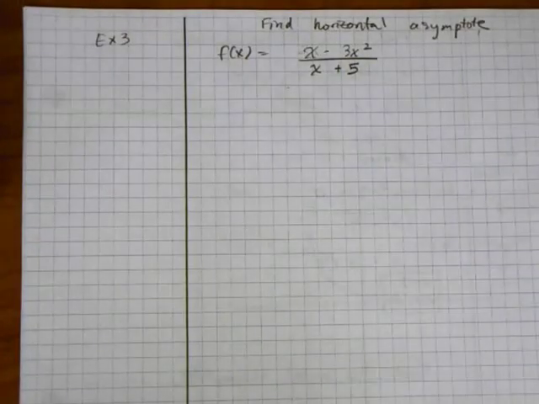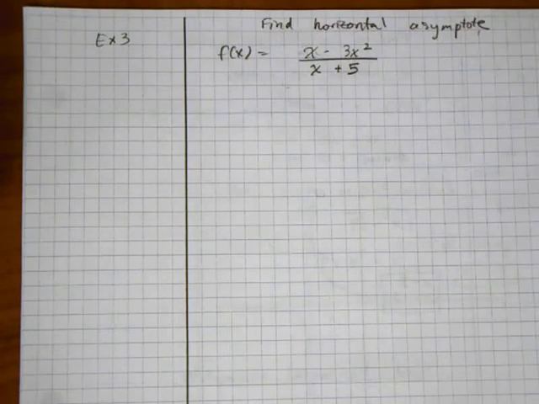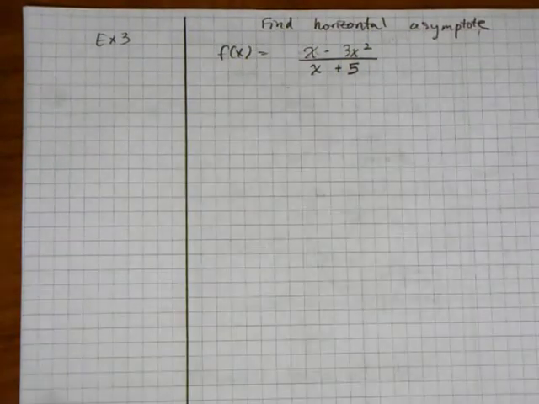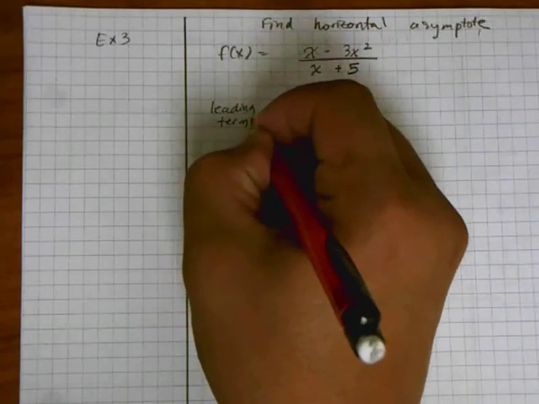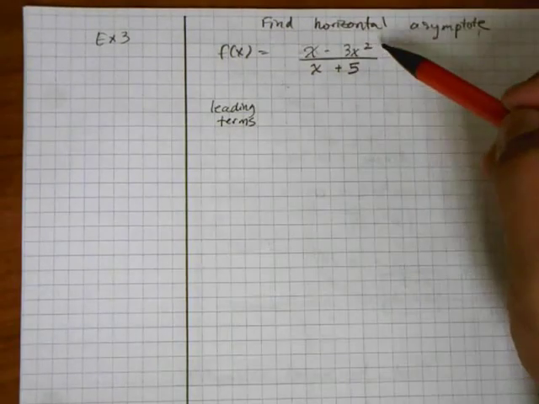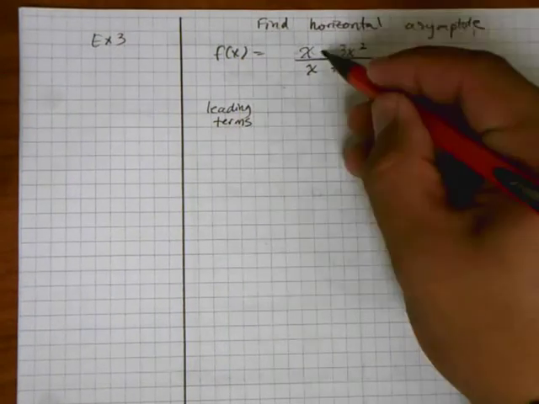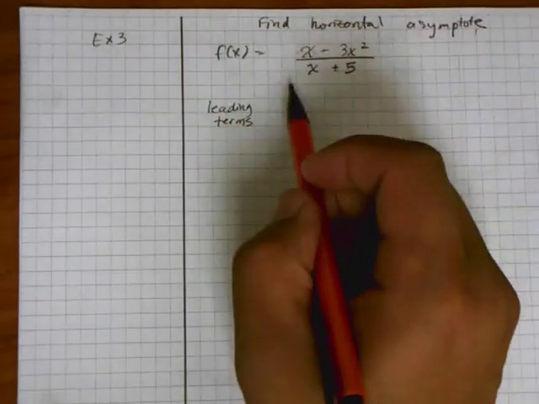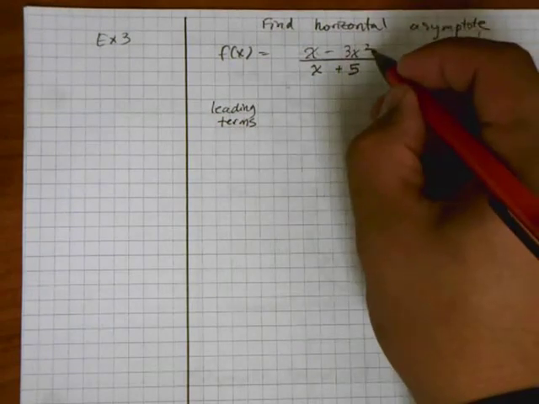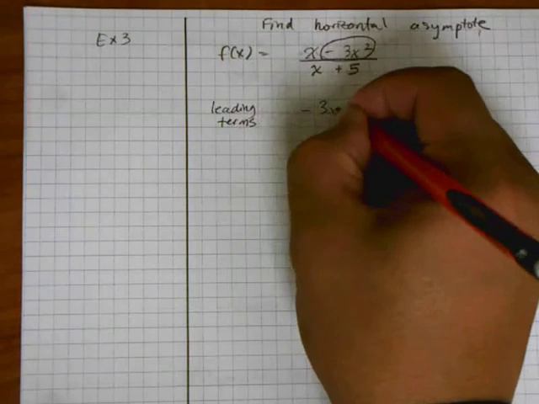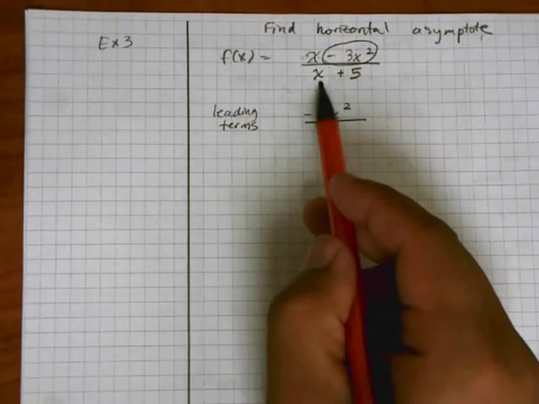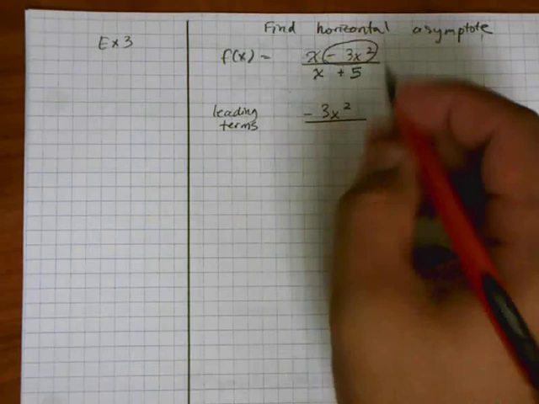Okay, let's look at another example of finding a horizontal asymptote. I have a function f of x is equal to x minus 3x squared divided by x plus 5. And once again, I'm going to look at the leading terms, and that's the terms with the highest exponent on the variable. So on the numerator here, I have a choice between x and negative 3x squared. And since this has a square on it, this is going to be my leading term. So I'm going to look at negative 3x squared. On the denominator, I have x plus 5, and x is going to be my leading term.